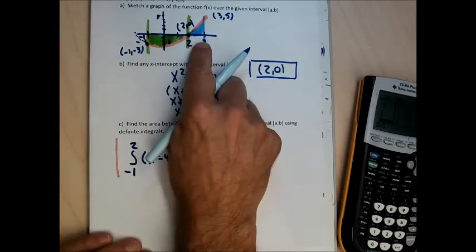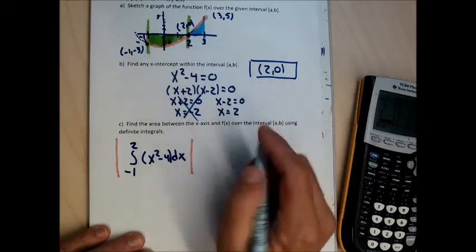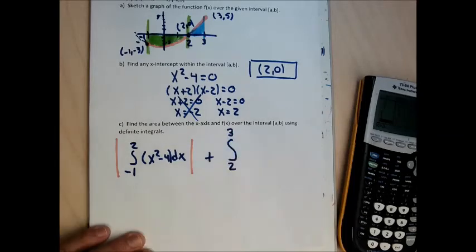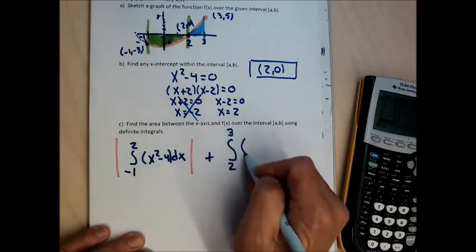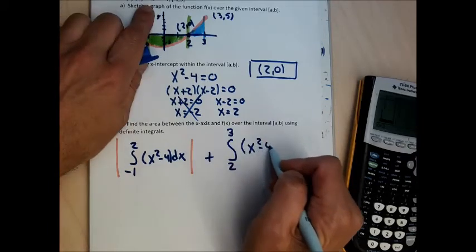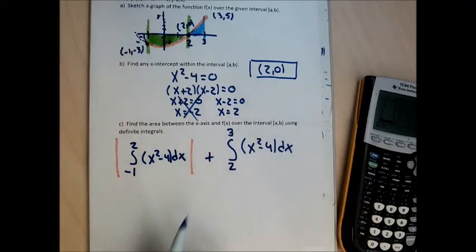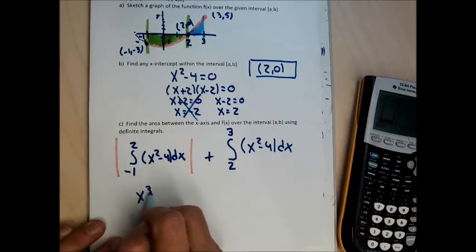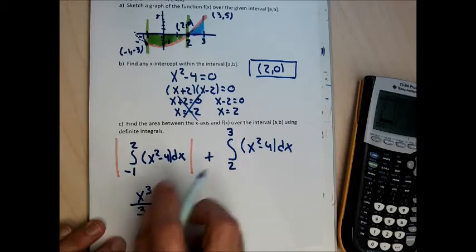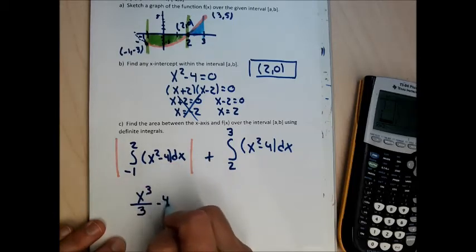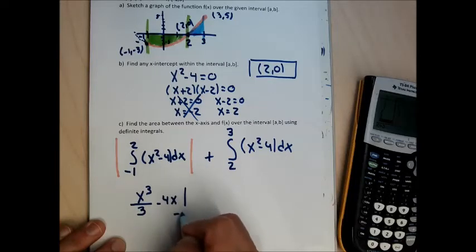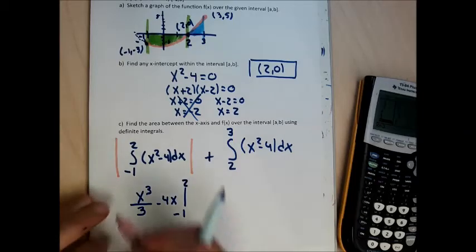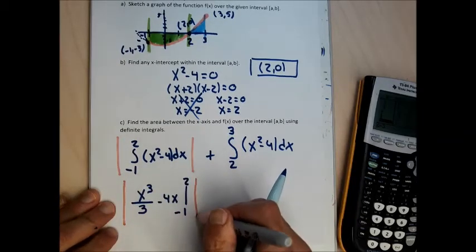The second region is above the x-axis. When I do that area, it's going to be a positive number, and that's going to be found by doing the integral between 2 and 3 of the function x squared minus 4 dx. I'm going to integrate each one of these. To integrate this, I add 1 to the exponent, divide by the new exponent. To integrate the minus 4, you just tack on an x. So this integral, I have to evaluate from -1 to 2, the function x cubed over 3 minus 4x. This is going to come out to a negative number.